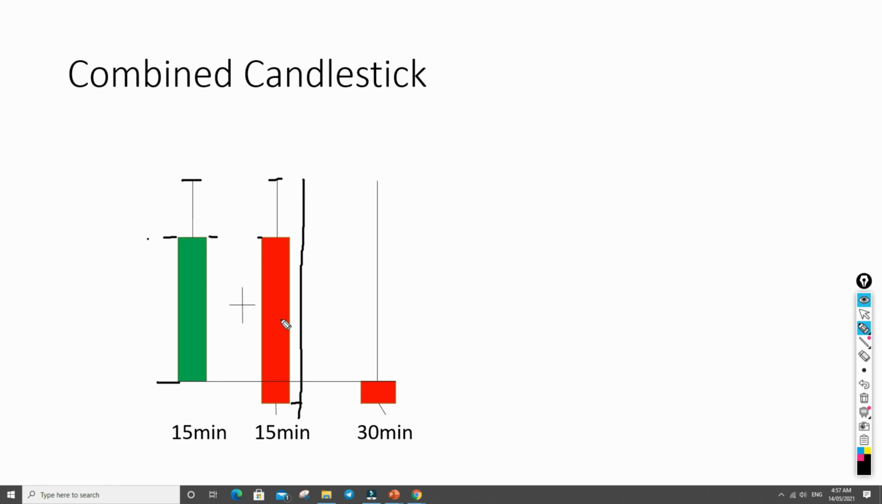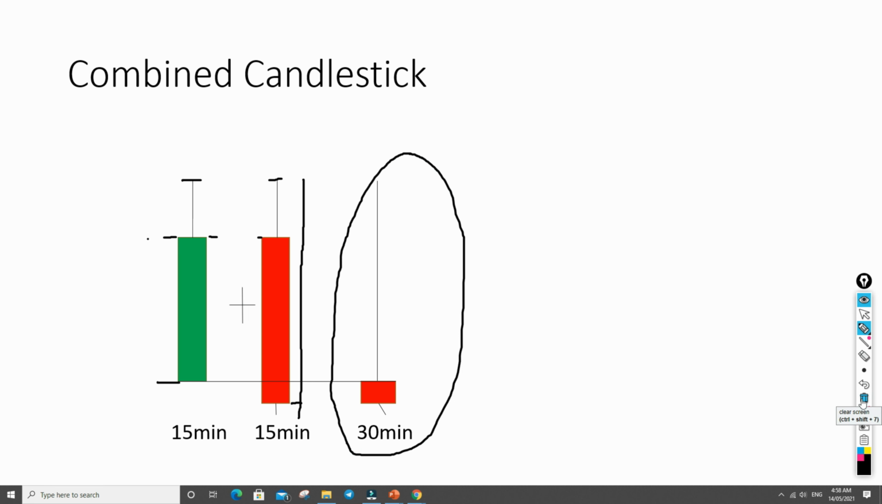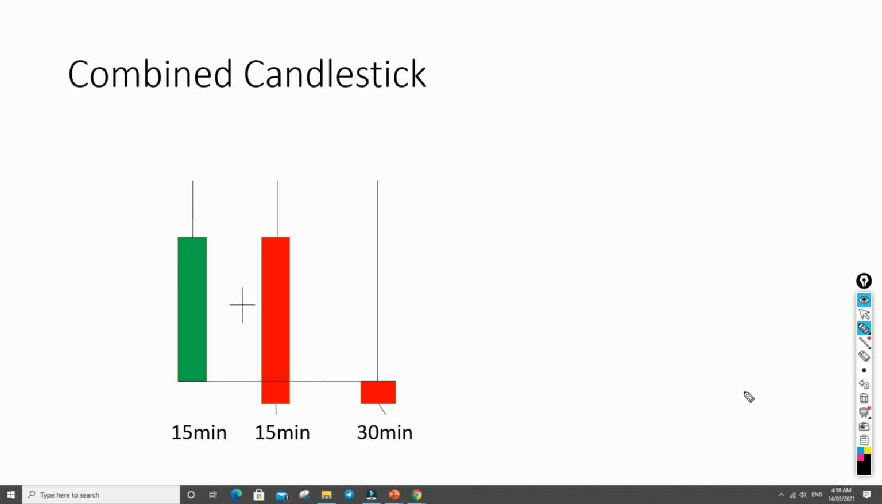So this is a 15 minute chart. When you look at the 15 minute chart, you see it like that. But what happens when you look at the 30 minute or half hour chart? What do you see? You see this candle. This is very, very important. You need to understand it, otherwise it will be very confusing for you when you are looking at the chart.